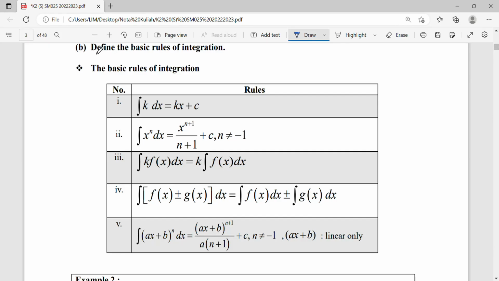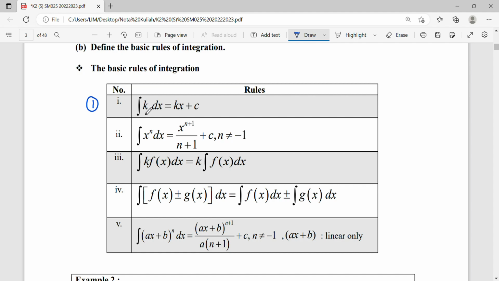So now we're going to define the basic rules of integration. Means we are dealing with formula, some rules and some formula. So the first formula, the basic rule of integration formula, is when we integrate k. K is a constant.